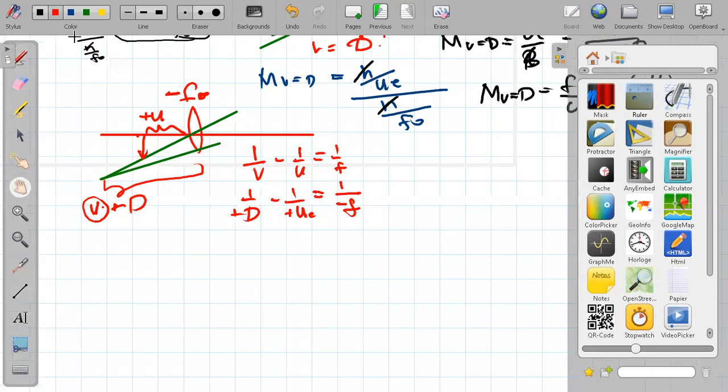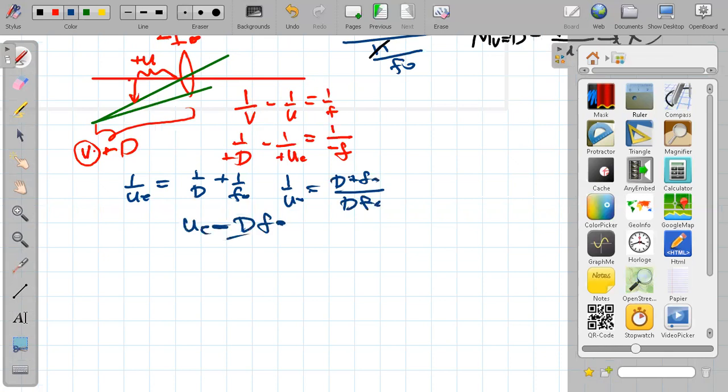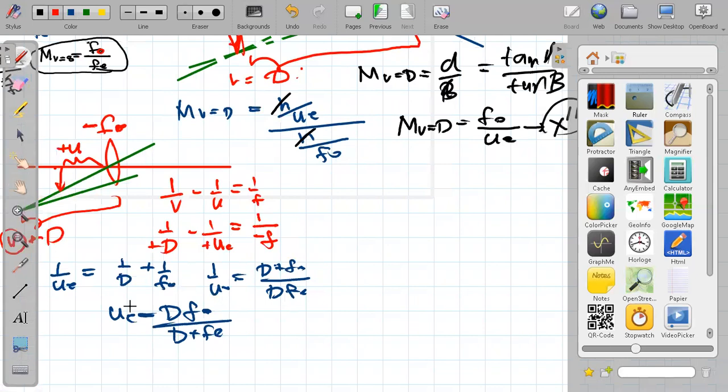Let's see how it comes. I'm taking the same one we took earlier. 1 over Ue equals 1 over D plus 1 over Fe. So I have to cross multiply and obtain it. 1 over Ue equals D plus Fe over D Fe. I need Ue. Ue equals D Fe over D plus Fe. So very simple, so beautiful, so elegant. So you can happily substitute it over here.